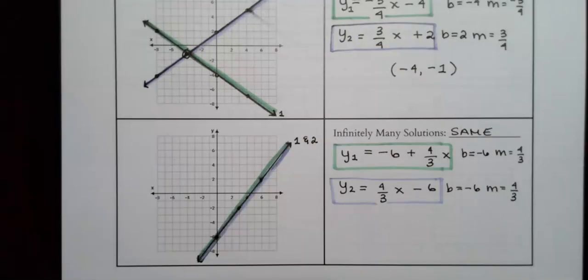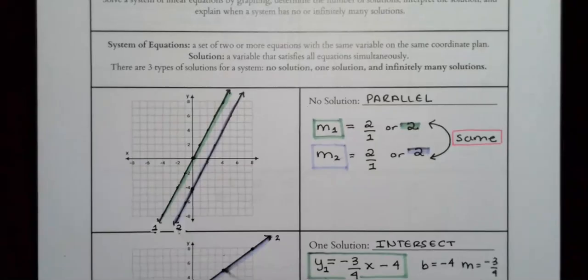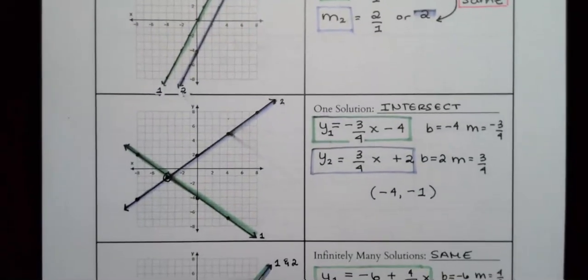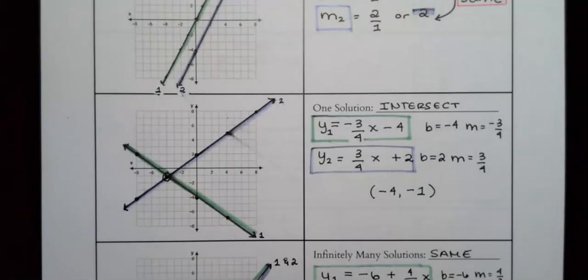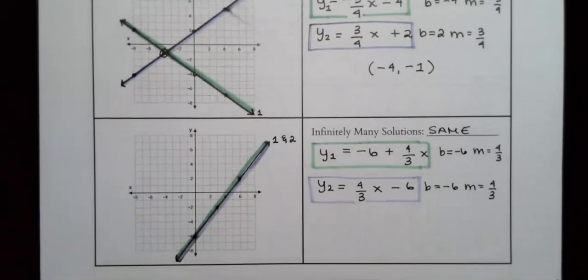So just a quick review of everything that we did. We talked about the 3 different types of lines. We know that if we have a no solution, it's because 2 lines are parallel and they have the same slope. If we have a one solution, it's because both lines intersect, and at that one specific point is our solution. And then the last one is we have 2 lines that are exactly the same, one on top of the other. They're the same line, and therefore they have infinitely many solutions because it's not just these 3 points that they have in common. It's all the decimals and fractions in between.